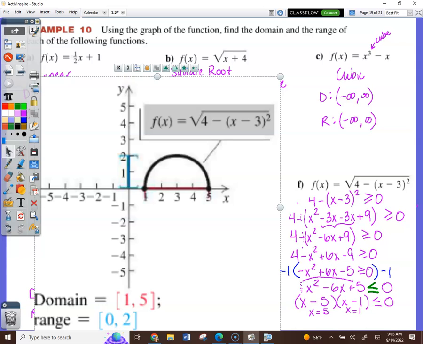This graph looks really funky. If I'd have thrown this up there the whole time, you would have known exactly what the answer was. I didn't want to do that. I wanted you to walk through the algebra real quick.